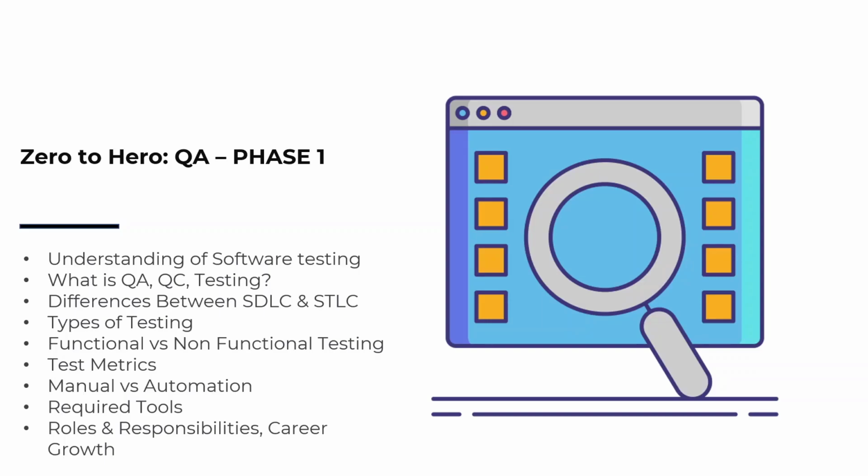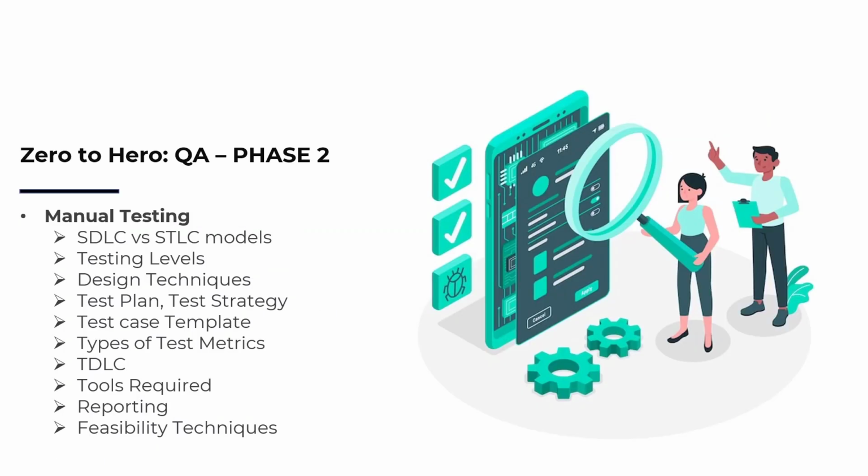Similarly, manual versus automation. What is manual, what is automation, what tools are required for manual functionality, what tools are required for automation functionality, and how many types of automation we have. What are the roles and responsibilities of a tester, what is the manager level, what is the lead level, what roles and responsibilities they take care of, and what the career growth and career graph looks like. We discuss all these points.